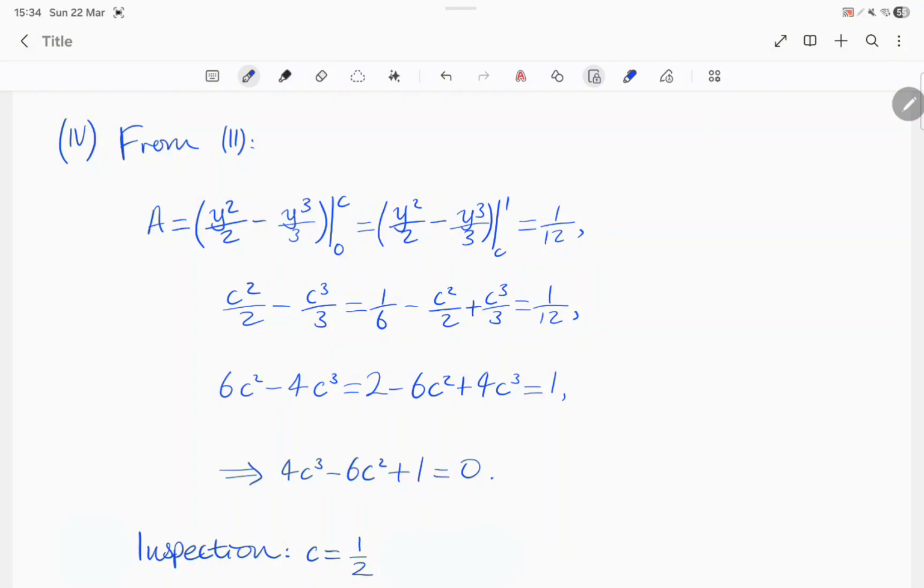Now we can move on to part 4. Using a similar idea from part 2, we can write two equations for the area on either side of the line. And we can then equate them and also set them to be equal to 1/12. Simplifying the equation will give 4c cubed take 6c squared plus 1 is equal to 0. From here, one would be tempted to say that by inspection, c is 1/2, and therefore that would be the answer. However, one always needs to consider all possible solutions.